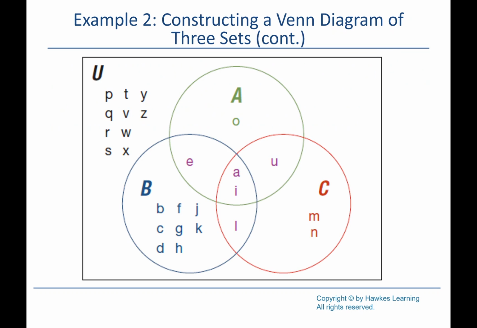If you look back at the sets, A and I are in all three sets. So they're going to be in here. A, E, and I are in B and in A. A, I, and U are in C and in A. And then A, I, and L are in B and C. And you've got the letters that are only in B, the letters that are only in A, and the ones that are only in C. And then we've got all the junk out here that's left over that's not in any of the other sets.